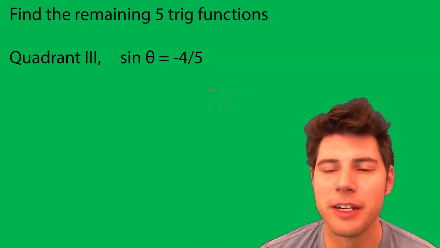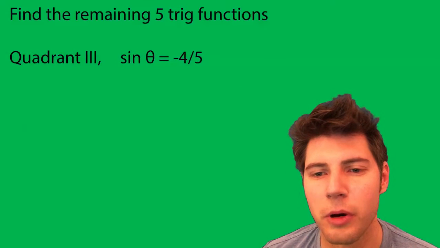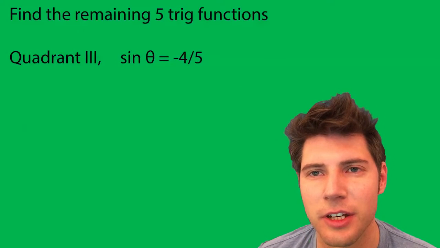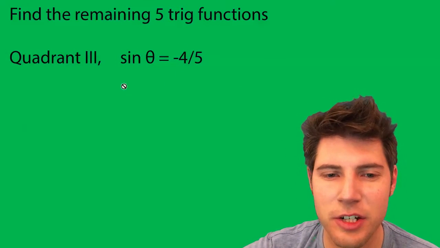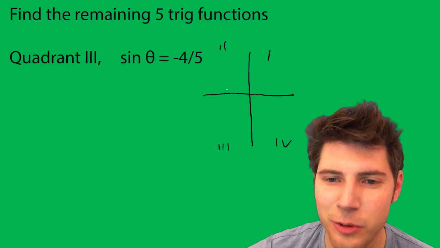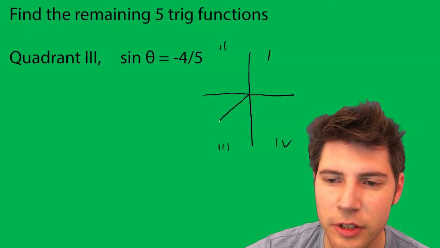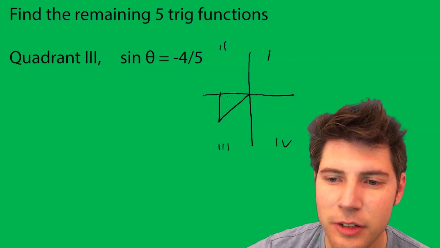We're going to find the remaining 5 trig functions for this situation, where we're in quadrant 3 and the sine of theta equals -4/5. So we can sketch it out first. This is quadrant 1, quadrant 2, and quadrant 3. This is quadrant 4. So quadrant 3 is over here. So we can just draw any old triangle here. Doesn't have to be to scale.